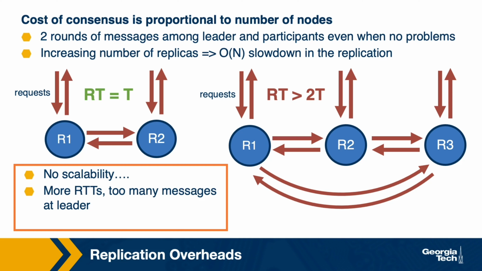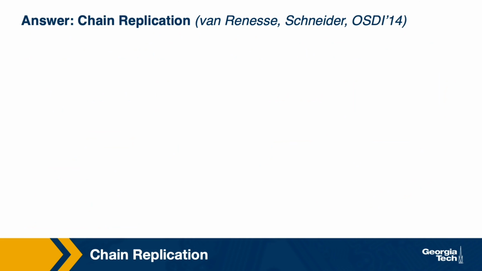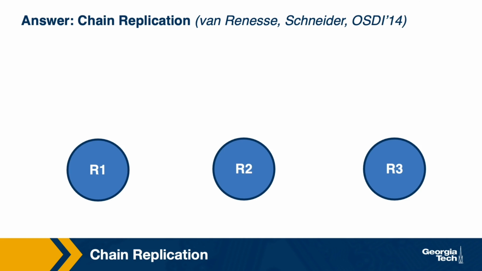For a system to be scalable with respect to the increase in the load, we expect that its performance will not be affected, at least not significantly, as the load increases, and this clearly is not going to be the case here. So, can we do better is the question. One answer to this question is to use a technique called chain replication, which was originally published at OSDI in 2014. In chain replication, let's consider the same scenario of having three replicas, R1 through R3.